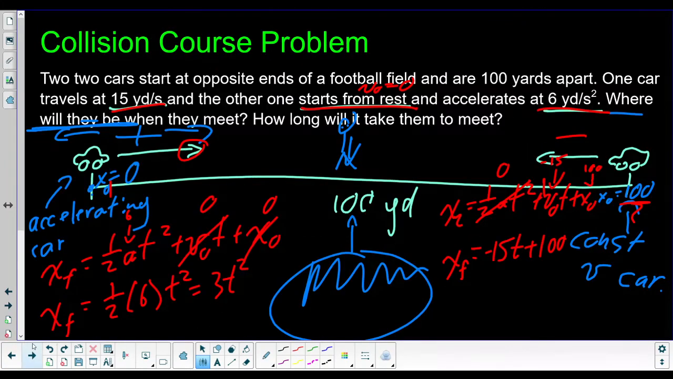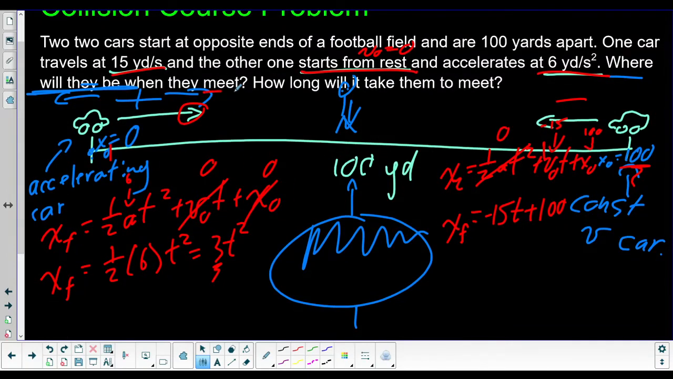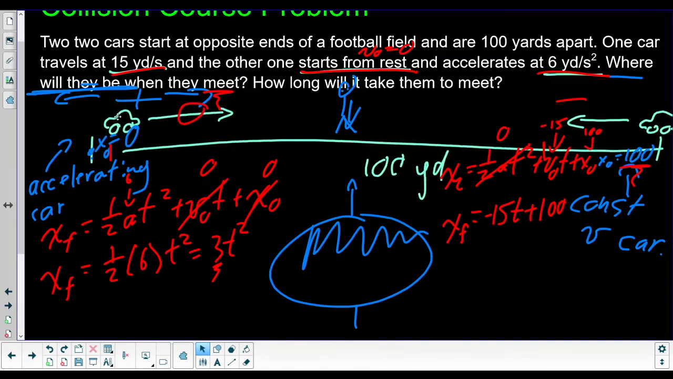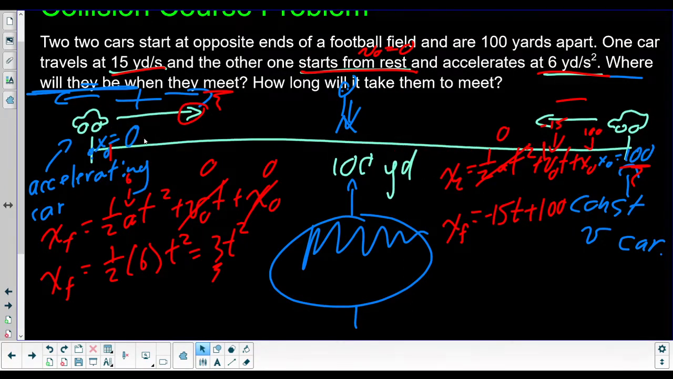But let's go ahead and just solve it outright, because I have a feeling that because of the 3, it's a real nasty number. It's probably not going to be on a nice place. It's not going to be at like the 50-yard line. So when we say, when will they meet? If they are meeting, then this car and this car must be in the same position. Same position means x final for this car equals x final for this car.